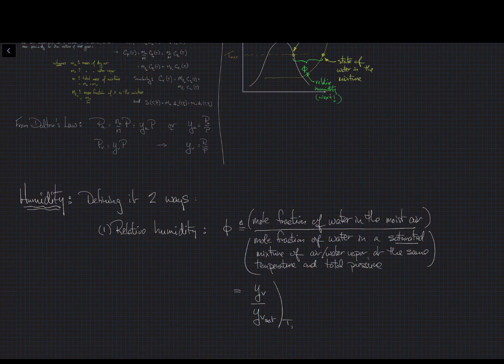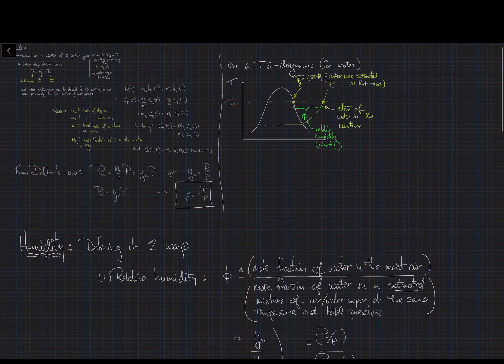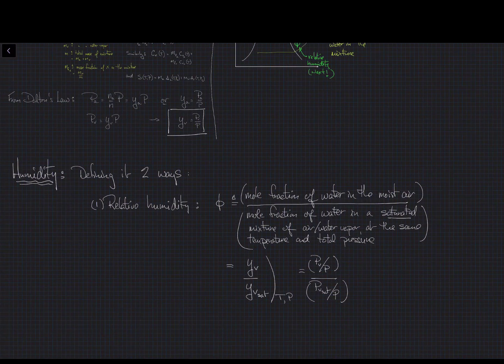And using Dalton's law, therefore, y sub v is the partial pressure of the vapor divided by the total pressure, and y sub v sat is going to be the vapor pressure at saturation. That's P sub g divided by the total pressure. So the total pressures cancel out, and we end up with P sub v divided by P sub g at that temperature and pressure for the total mixture. And that's a useful relationship to define the relative humidity of a moist air sample. So let's box that there. Phi is equal to P sub v divided by P sub g.